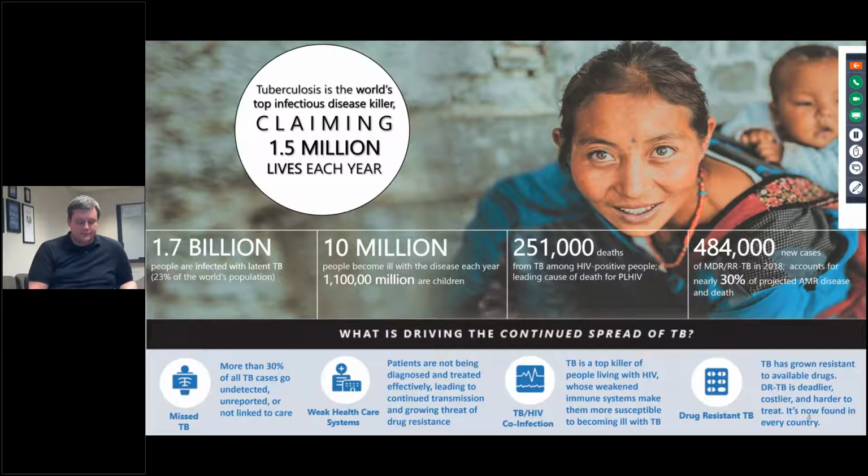Drug-resistant TB is a deadlier, costlier, and harder to treat variant of tuberculosis. It's now found in every country. In 2018, almost 500,000 new cases of multi-drug resistant, rifampicin-resistant TB were found, and TB accounts for 30% of projected antimicrobial resistant disease and death. More than 30% of total estimated TB cases and 70% of the estimated multi-drug resistant cases remain undiagnosed or unreported each year. These missing cases result in continued TB transmission and contribute to substantial TB morbidity and mortality.